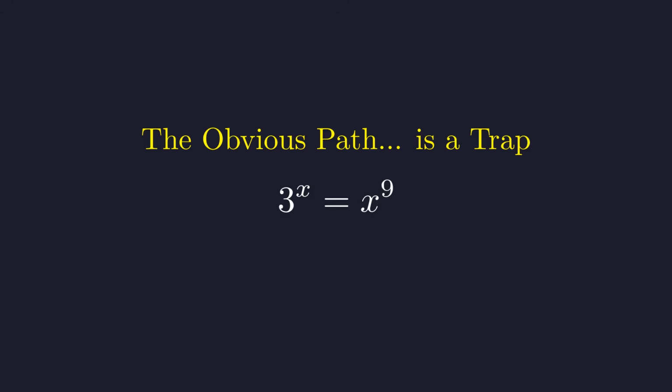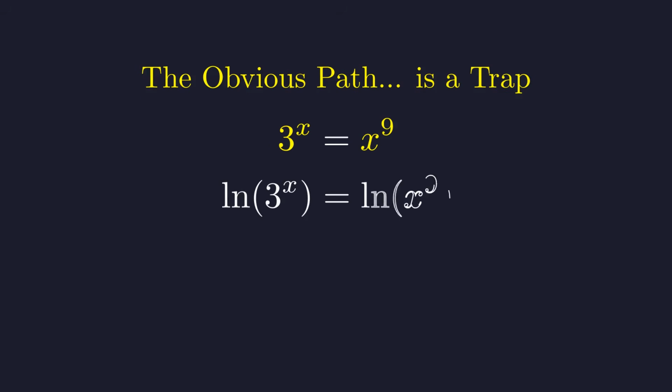We start with our equation. Let's take the natural logarithm of both sides to bring those exponents down. This is valid because we're restricting to x greater than 0. This gives us the natural log of 3 to the x equals the natural log of x to the ninth.